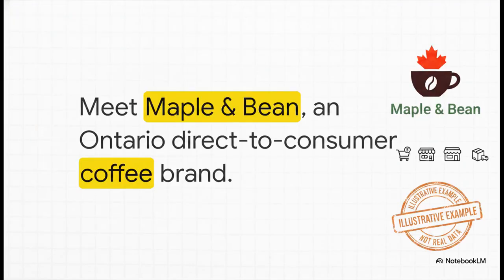To keep things grounded throughout this explainer, we're going to anchor all these abstract concepts to a concrete example. Let's meet Maple and Bean. They are a fictional, direct-to-consumer coffee brand based in Ontario. Their big question? Should they use AI to write their Shopify product descriptions or just stick to humans? Keep in mind, every figure we discuss for them is totally illustrative, just for teaching purposes, not real data.